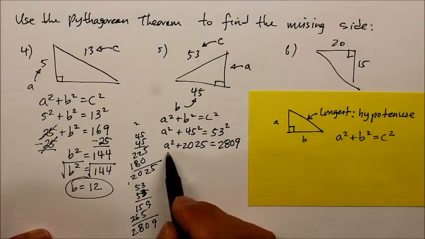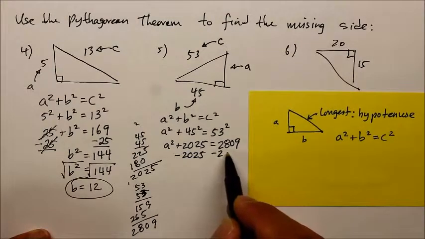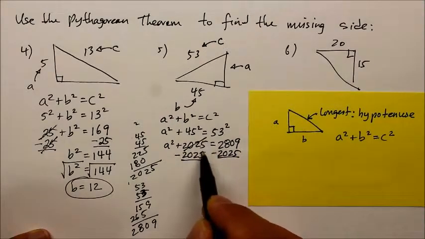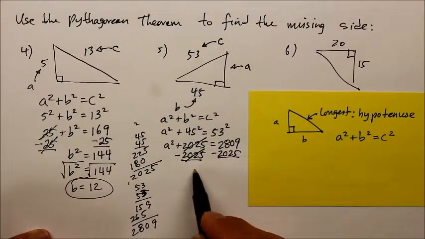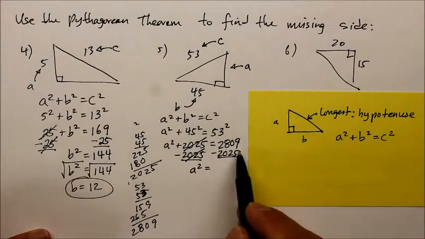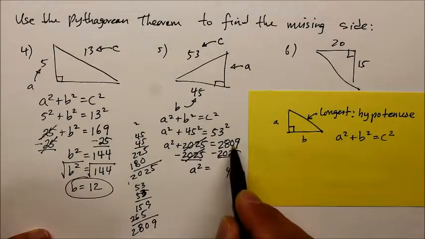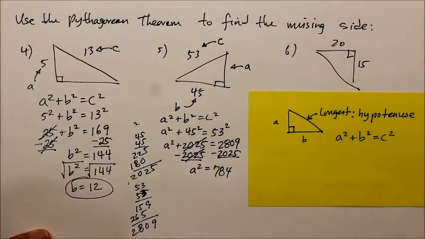Now we're going to solve for A by subtracting 2025 from both sides of the equation. So 2025 minus 2025 is an additive inverse. They're opposite, so they make 0. So we have a squared on the left side of the equation. 2809 minus 2025 is simply, well, not simply, but 9 minus 5 is 4. No can do, so 8. Reduce that by 7, 784.